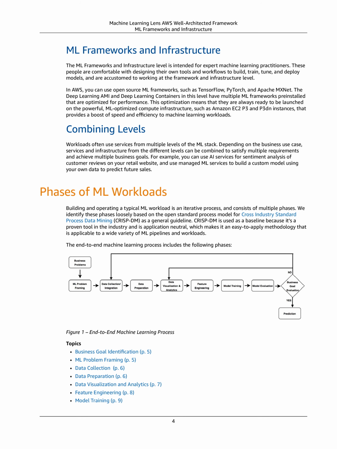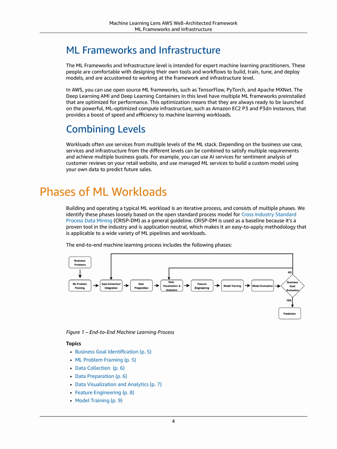In AWS, you can use open source ML frameworks, such as TensorFlow, PyTorch, and Apache MXNet. The Deep Learning AMI and Deep Learning Containers in this level have multiple ML frameworks pre-installed that are optimized for performance. This optimization means that they are always ready to be launched on the powerful, ML-optimized compute infrastructure, such as Amazon EC2 P3 and P3dn instances, that provides a boost of speed and efficiency to machine learning workloads.